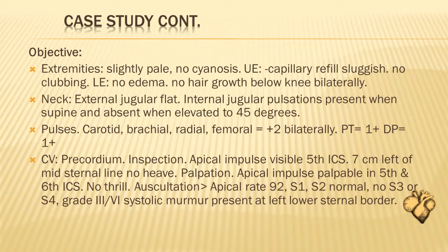So on our assessment, I'm just going to run through this and you can read it, but positive things: slightly pale upper extremities, capillary refill was sluggish. He didn't have any edema, but he didn't have hair growth below his knees bilaterally. He was positive for JVD pulsation when he was supine, but not when he was elevated to 45 degrees. Carotid, brachial, radial and femoral pulses were all okay. His PT and DP were only 1+.